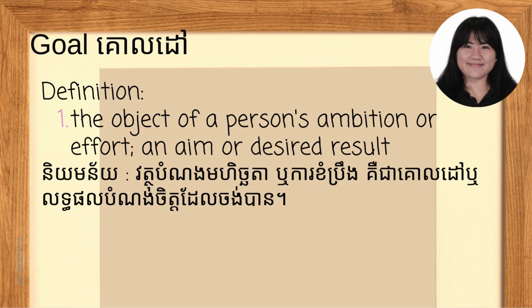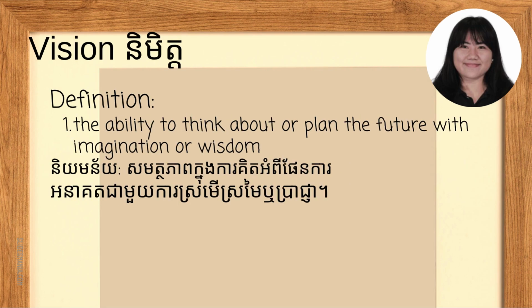First, we are going to define some English terms. Goal: the object of a person's ambition or effort, an aim or desired result. You are already familiar with this. Vision: the ability to think about or plan the future with imagination or wisdom. And we use Proverbs 29, verse 18: when there is no vision, people will perish.